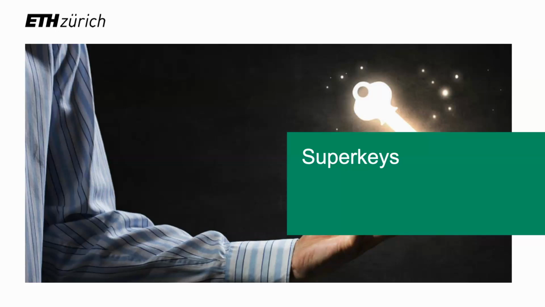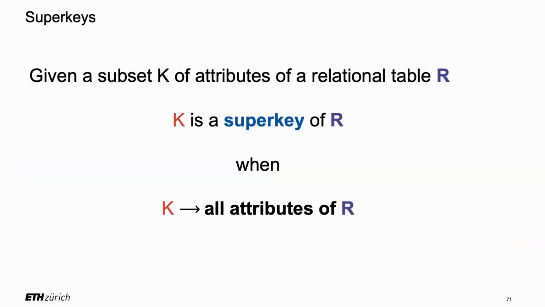Super keys. What is a super key? Well, it's a set of attributes first that can or cannot be a super key. So here's the scary definition. I always have my relational table R. I have a set of attributes. Subsets, of course, they have to be in the attributes of R for this to make sense. So this is why we say a subset. Could be ABC, for example.